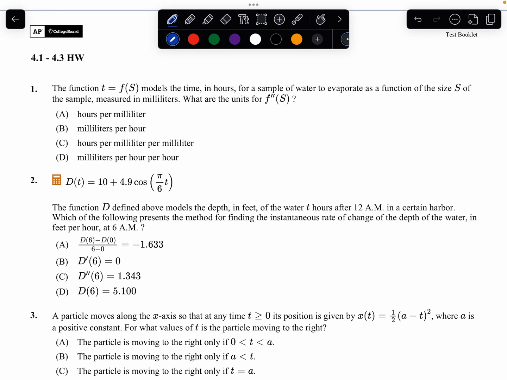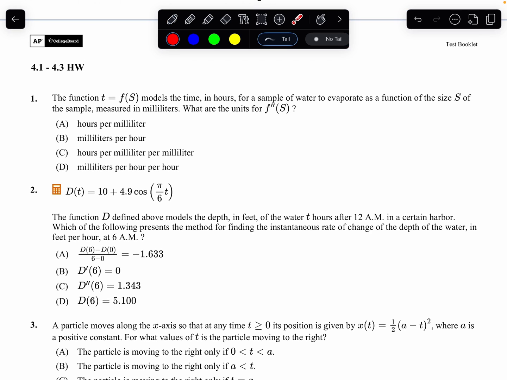All right, so to finish off the multiple choice part for 4.1 through 4.3, question 1: the function t, given by f of s, models the time in hours for a sample of water to evaporate as a function of the size s of the sample measured in milliliters. We're trying to find what the units are for f double prime. So let me get a grasp on what the units are.